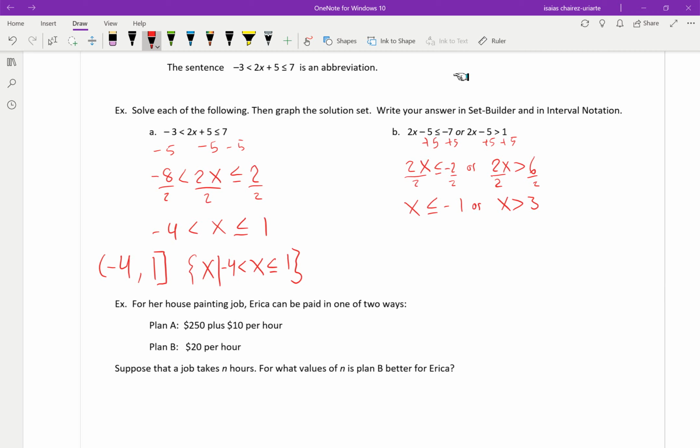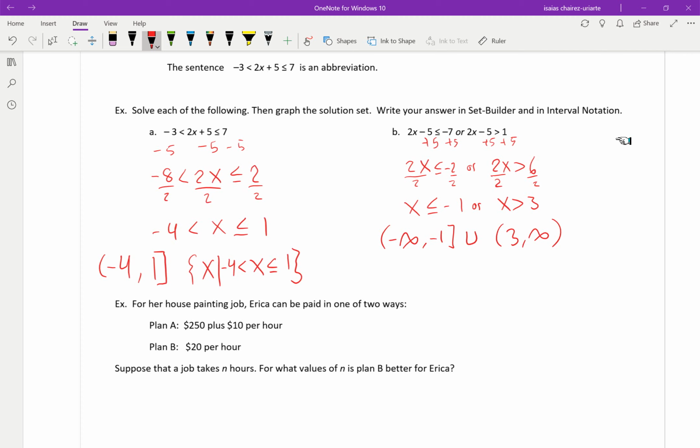Let me finish this example, and then I have something to say about the previous one. So we're here: x is less than or equal to negative 1, or x is bigger than 3. Let's think about each little piece. X's that are less than or equal to negative 1 means negative infinity to negative 1 with a bracket. Things that are bigger than 3 would be parentheses 3 to positive infinity. And this or is a union of sets.